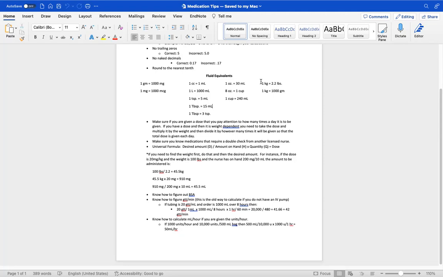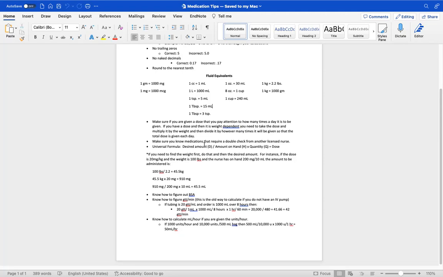If you have a dose that is dependent on the weight, you need to take that dose and multiply it by the weight and then divide it by however many times it is given. So for instance, if it is so many milligrams in 24 hours, but we're giving it every 8 hours, you're going to take however many milligrams and divide it by the 3 times a day, which is the 8 hours. And you'll see that whenever we get into the med calculations next.